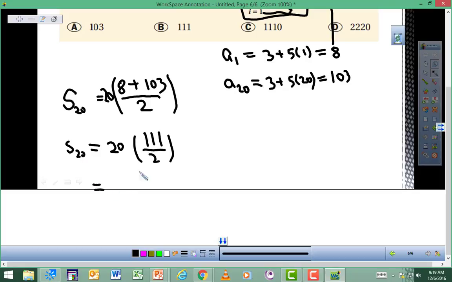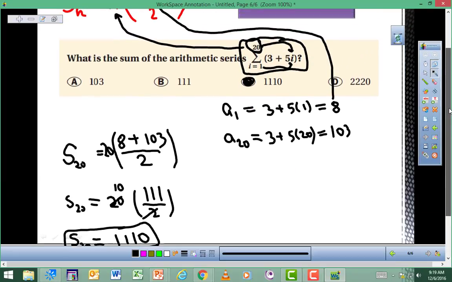And then what? Well, the 2 cancels off with the 20. That gives me 10, right? And then 10 times 111 is 1110. So the sum of those first 20 terms, if you were to add them all up, is equal to 1110. And that looks like answer C right here.